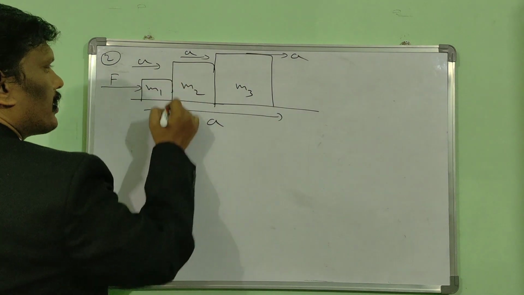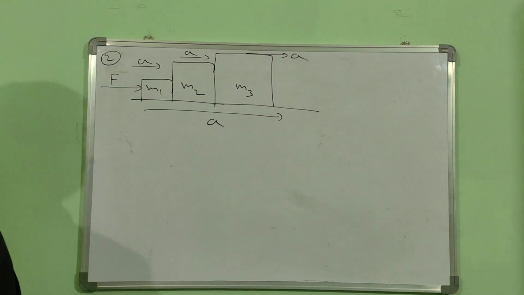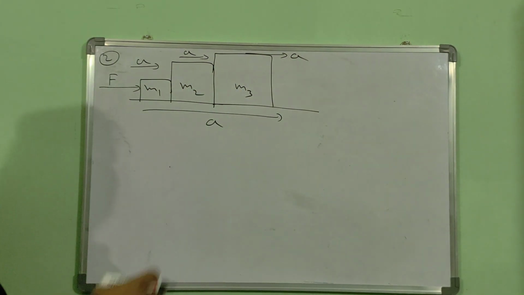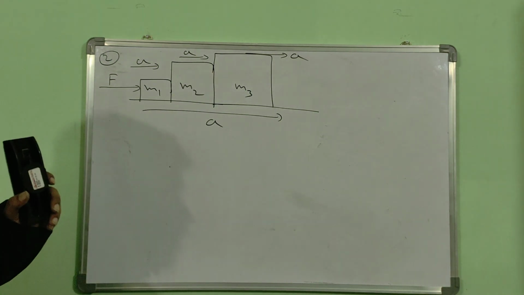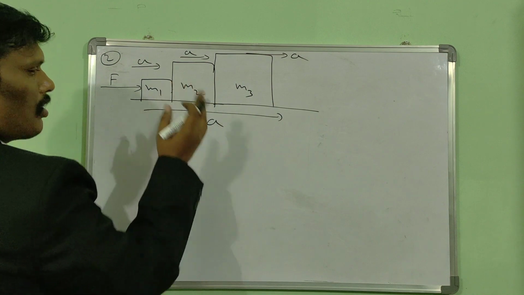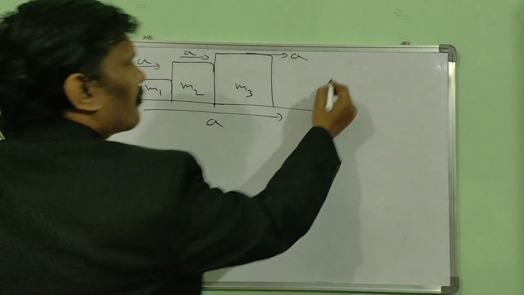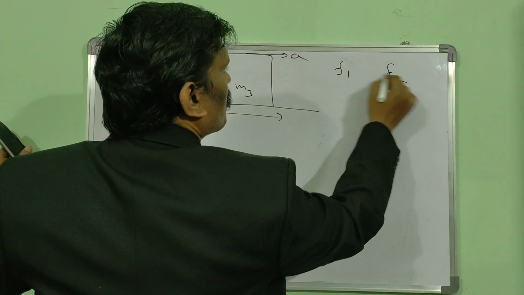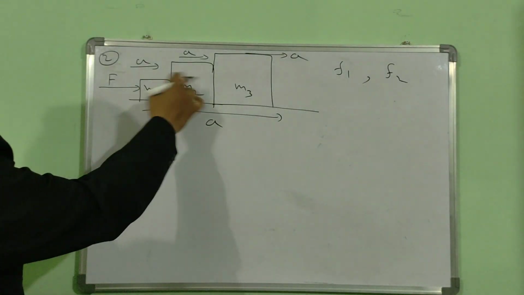Then what are the contact forces? There are 2 contacts. That's why, for the first contact, I am going to consider F1 as the contact force. In the second contact, I am going to consider the contact force as F2. So I am going to use small f1 and small f2 for the contact forces at the 2 contacts.